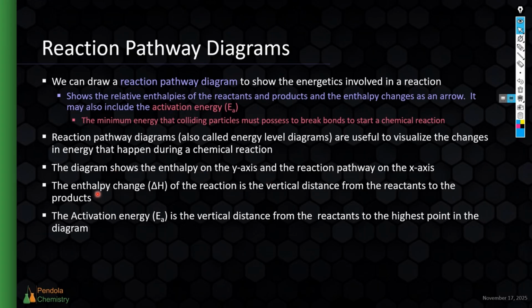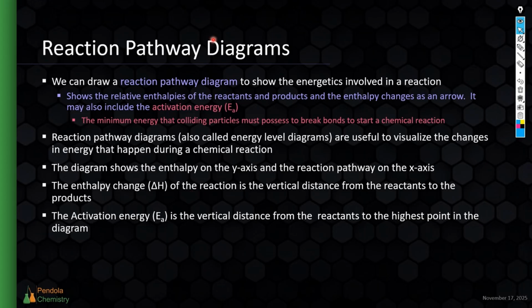The enthalpy change, or delta H of the reaction, is the vertical distance between the reactants and the products. And this is very simply because the energy difference between the reactants and the products is how much energy is needed to be absorbed by the reactants if the products are higher in energy, or released by the reactants if the products are lower in energy. And then finally, the activation energy is the vertical distance from the reactants to the highest point in the diagram, because that's the energy that needs to be overcome for the reaction to happen.